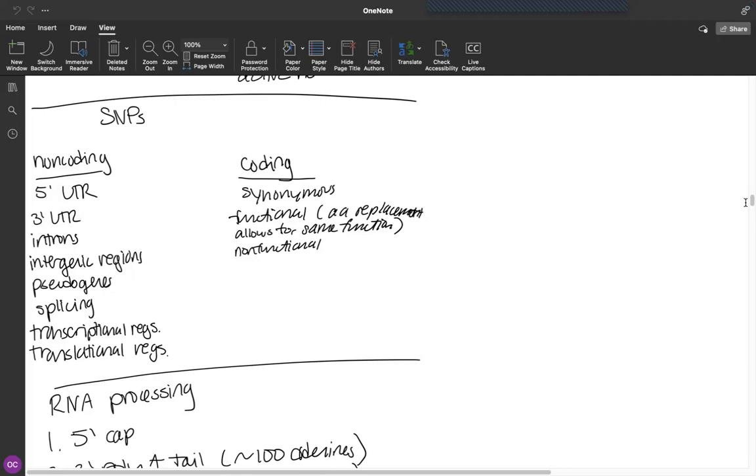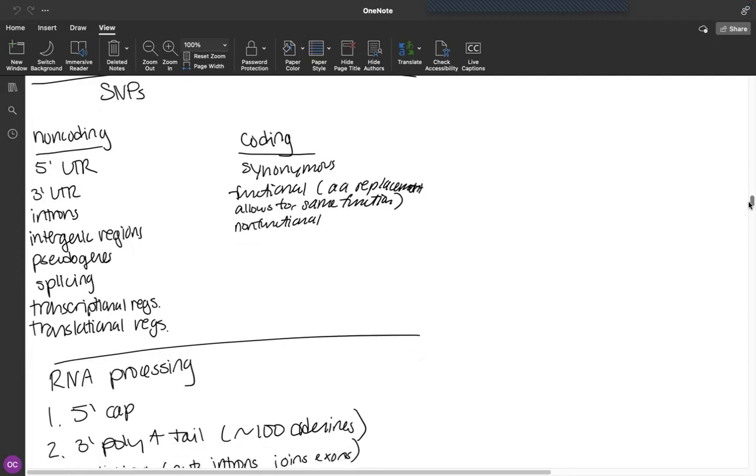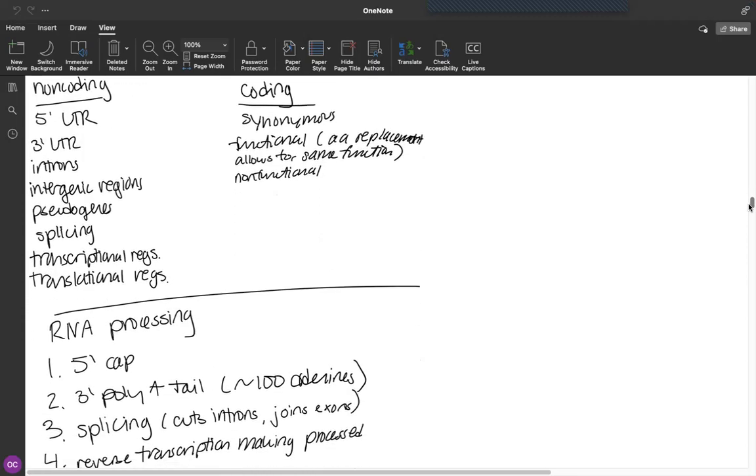And in encoding sequences, we can have a synonymous or silent mutation, or we can have a functional mutation, which is where there is an amino acid replacement, but due to the nature of a specific protein, that amino acid replacement allows for the same function. We can also have a non-functional SNP, of course, that causes the protein to behave in a different way, be non-functional perhaps. So that would be a deleterious mutation. It could be.